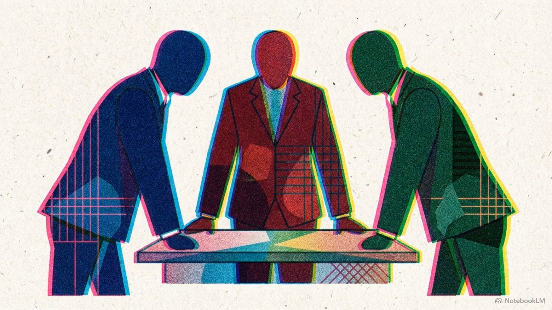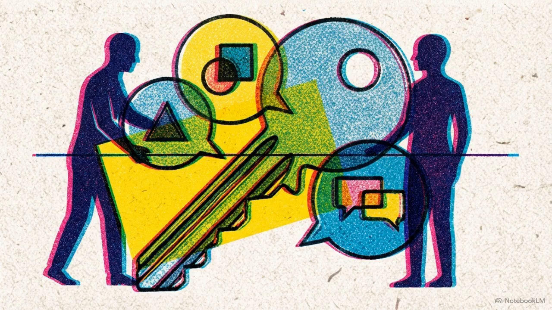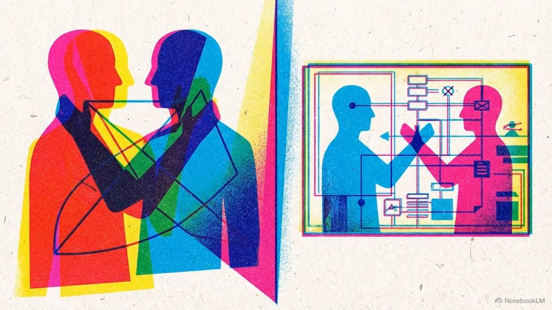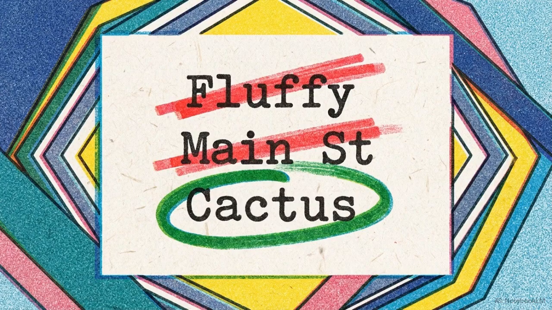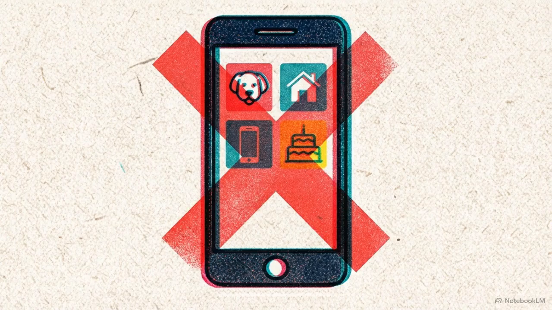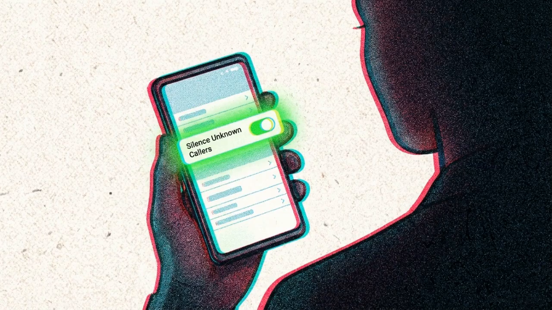Step 1 is establishing a family code word. This is a predetermined verbal key used exclusively to verify identity during a crisis. You must agree on this word completely offline, either in person or over a trusted video call. It must be entirely random. Do not use pet names, street names, or anything a scammer could easily guess by reading your public social media profiles.